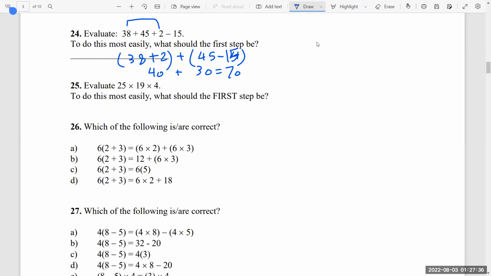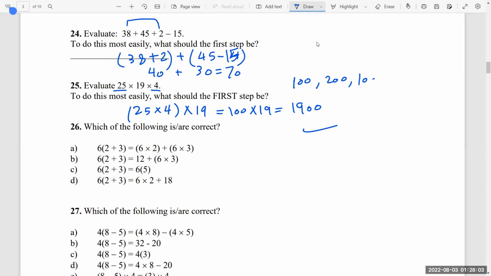Evaluate, to do this first, you have to multiply 25. It should be easier. 25 times 4. I commute 25 and 4, and then associate 25 and 4 together and leave 19 outside, because 4 times 25 is 100. And 100 times 19 gives you 1900. So it's easy. Always do the operation that gives you just an easy number like 100 and 200, like 1,000, something like that, like a 10, like 0 if you can get 0, no problem.